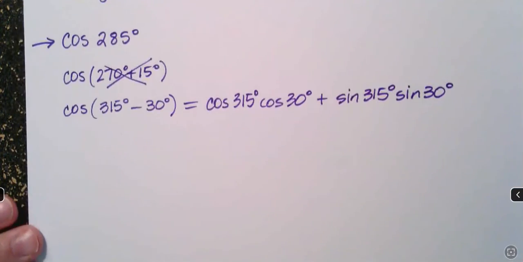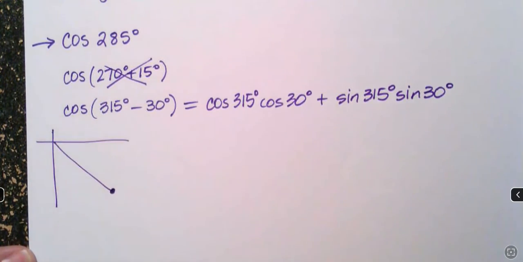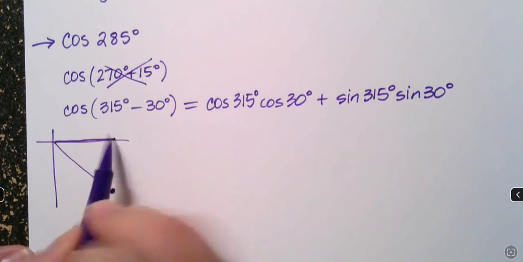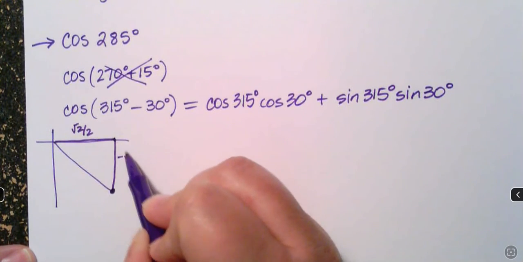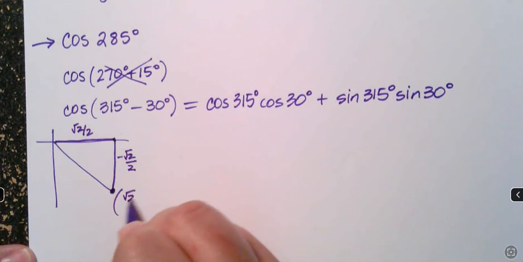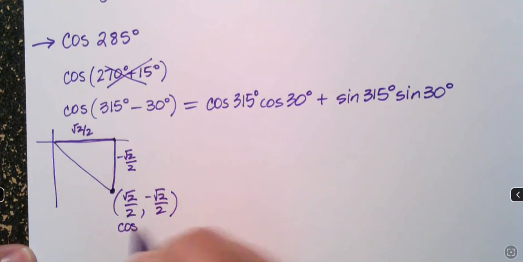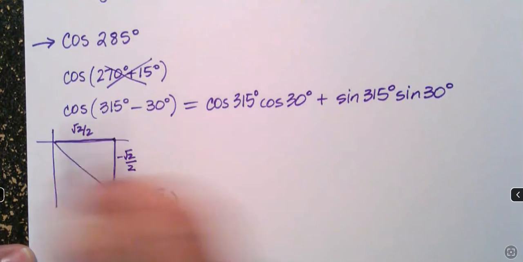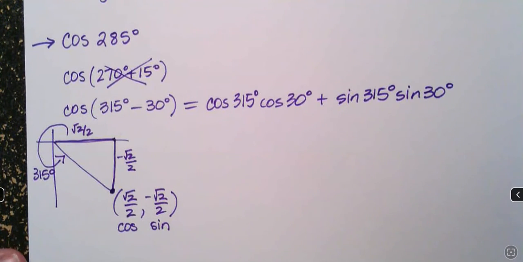And now I need to know what those values are. So now I'm going to think about on the unit circle where 315 is, right in the middle of the fourth quadrant. To get there, I go over root 2 over 2 and down root 2 over 2. It's a 45-45-90 triangle. And so these are my coordinates. The first one is the cosine of that angle, and the second one is the sine. So this angle is 315 degrees. That would be the same as 7 pi over 4 in radians.